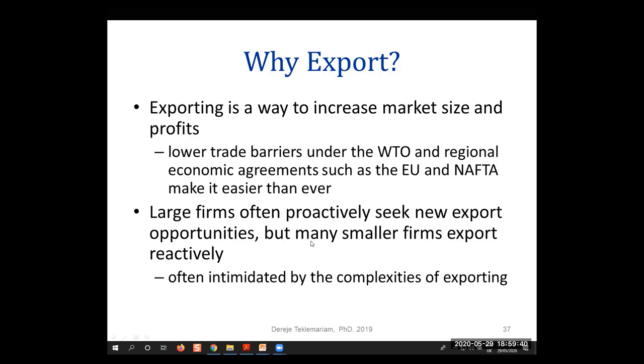for companies to go international. Especially those bigger firms usually proactively seek new export opportunities, but many small firms export reactively. Normally, larger firms spend much on the exploration of advantages. They spend a significant amount of their budget on international export or international market assessment, whereas smaller firms, given their capacity, simply respond when some advantage really comes. So this is a reality.